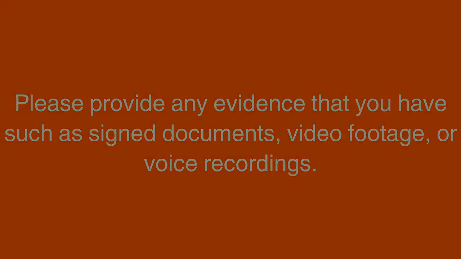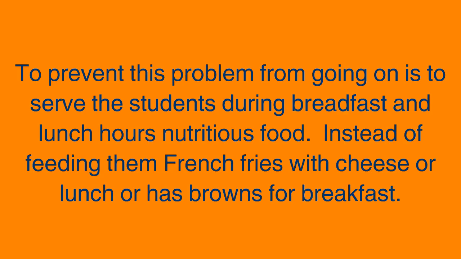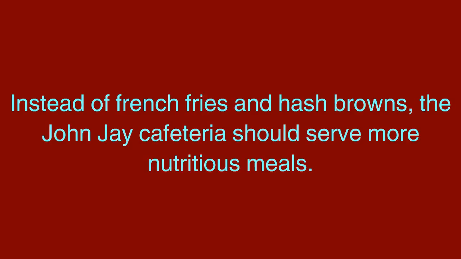Next sentence. To prevent this problem from going on is to serve the students during breakfast and lunch hours nutritious food, instead of feeding them French fries with cheese for lunch or hash browns for breakfast. Beyond the spelling errors of this sentence, the student uses a passive verb, is. Now it's your turn to revise. To improve this sentence, you must omit unnecessary information and reconstruct the sentence. Here's an example. Instead of French fries and hash browns, the John Jay cafeteria should serve more nutritious meals.